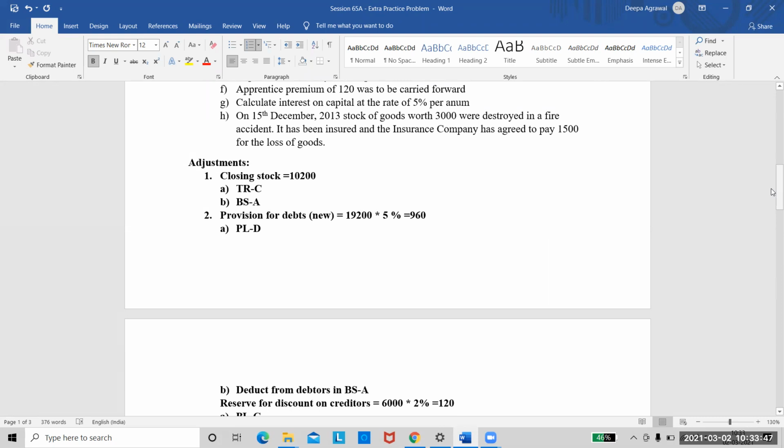stock of goods worth 3,000 were destroyed in a fire accident. It has been insured and the insurance company has agreed to pay 1,500 for the loss of goods. So what is happening here? In our godown, there was a fire and that fire destroyed our goods worth 3,000. But the best part was we had insured those goods, right?